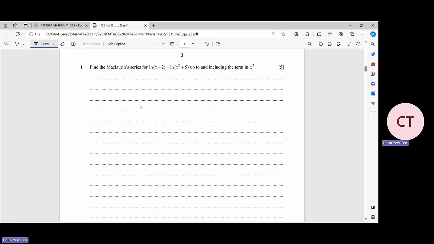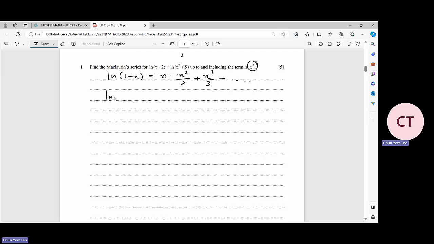Find the Maclaurin series of ln(x + 2) + ln(x² + 5) up to and including the terms in x². So what you need to do is use the formulas. Just refer to the formula booklet, MF19. ln(1 + x) is x − x²/2 + x³/3 and so on. We just refer to the formula booklet MF19.